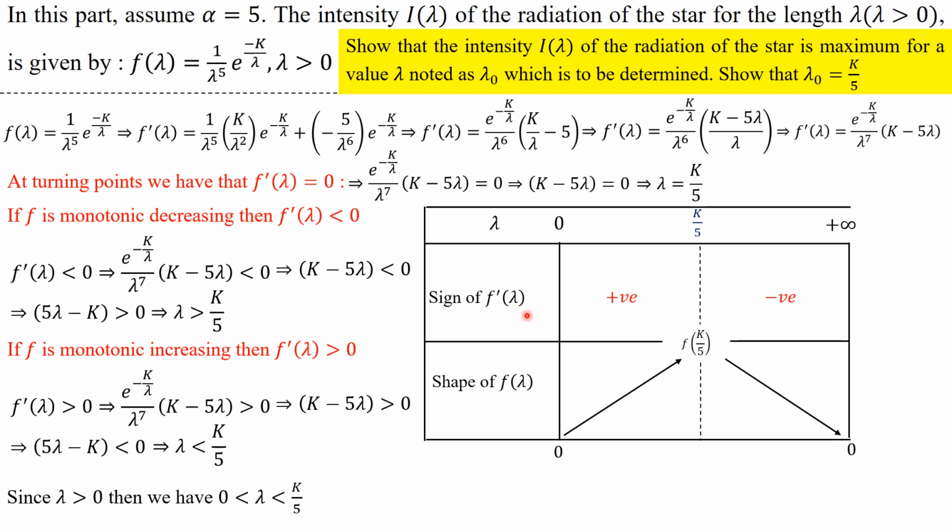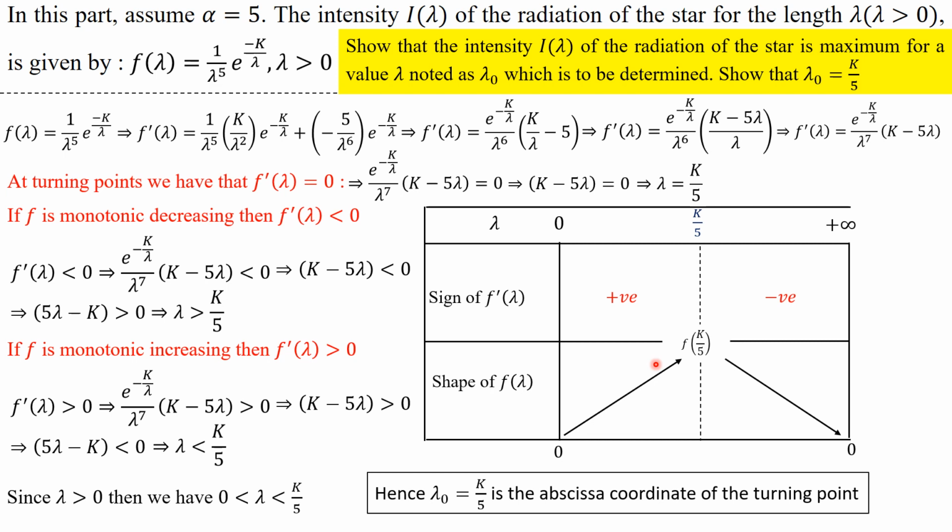Now the function is monotonic in the interval 0 to k divided by 5, that is for lambda. The sign of f prime of lambda is positive because in this interval our f prime of lambda is greater than 0, so the function is monotonic increasing. So it increases from 0 right up to the y coordinate of the turning point, and then in the interval lambda greater than k divided by 5, the first derivative is negative, so the function is monotonic decreasing. So it decreases from the y coordinate of the turning point right up to the limit at positive infinity, which is 0. So we clearly see that this is a maximum because it increases to a certain point and then decreases. So this point here is the maximum.